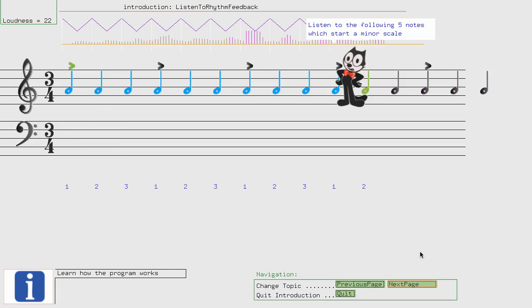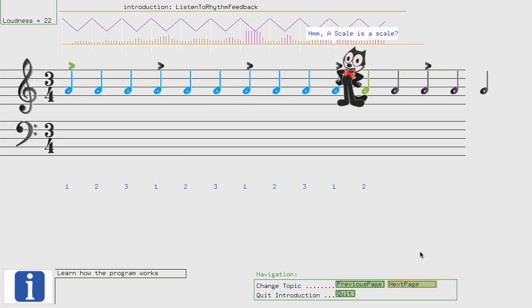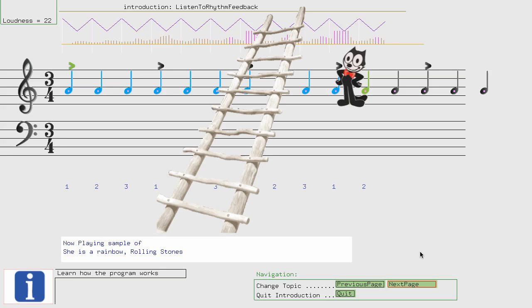Now, listen to the following 5 notes which start a scale. A scale is a scale, but some of you can tell from these 5 notes which song it was. Why? It is the instrument. Well, I reveal the song now.